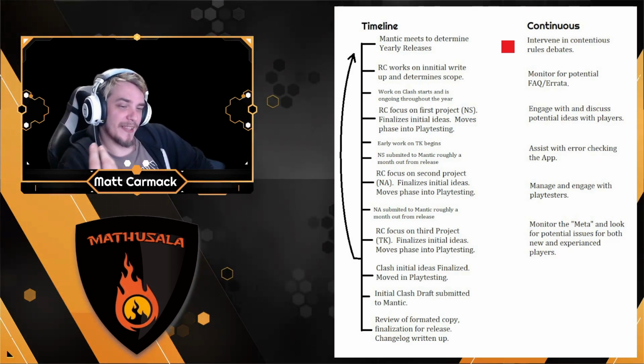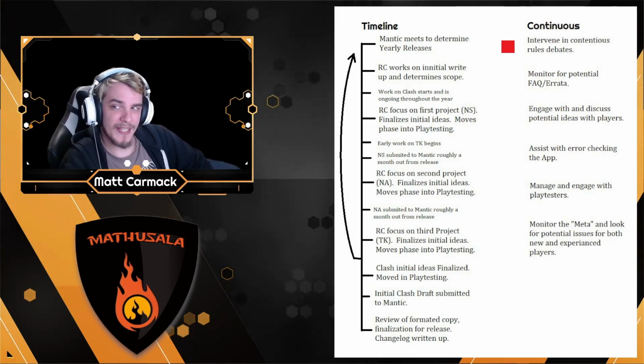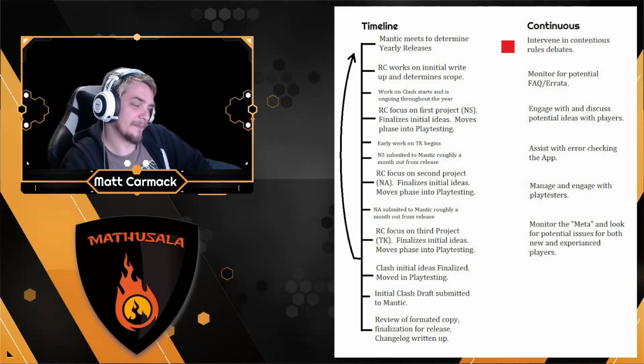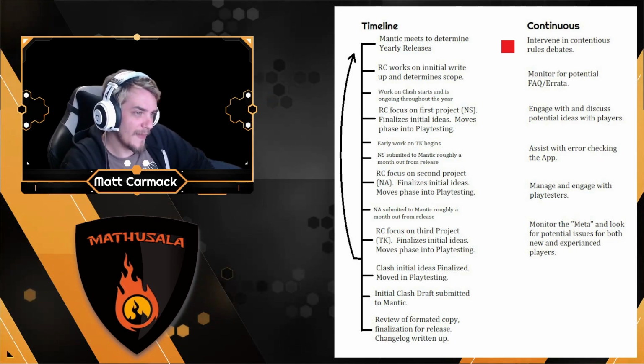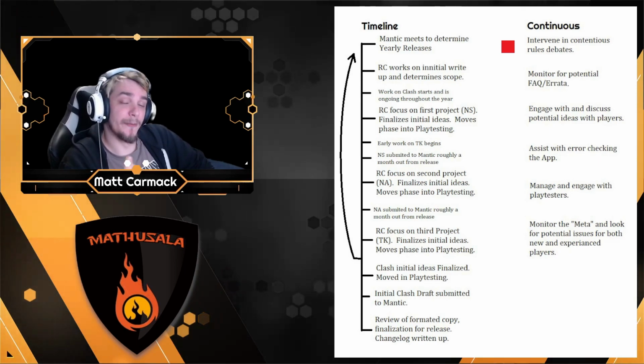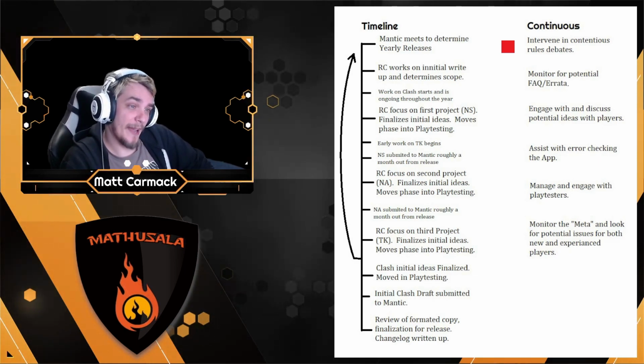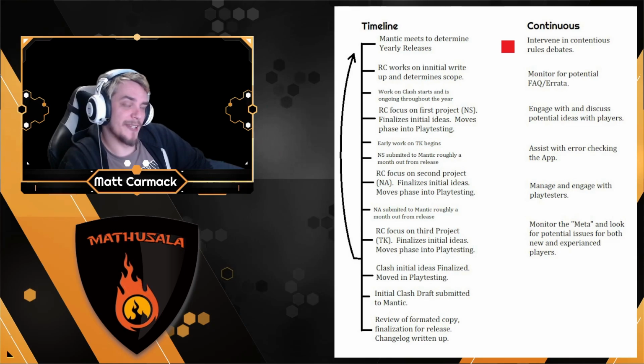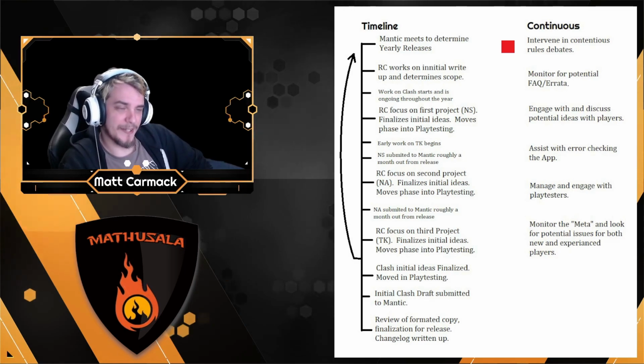In addition to that, we check the app constantly for errors, so we're always working with Elliot to try and improve the app and make sure that it's functioning for people. I wouldn't say we're constantly checking it, but we assist with that. We help with that. And then we manage and engage playtesters, similar to what I described earlier.